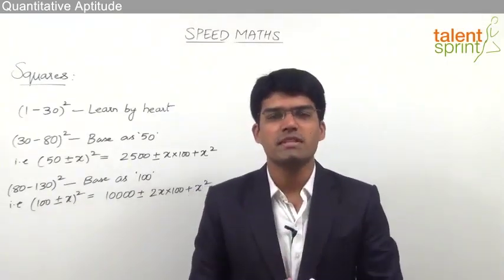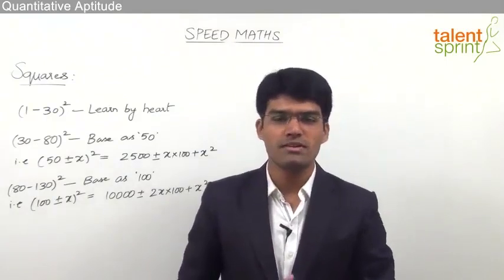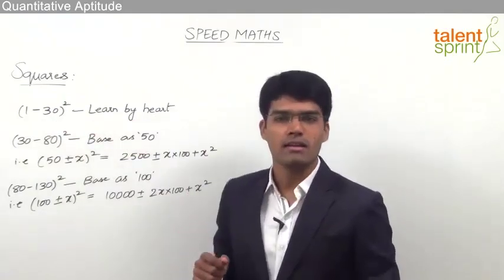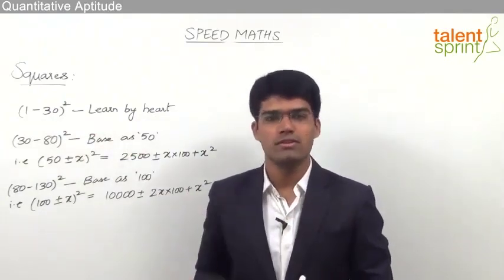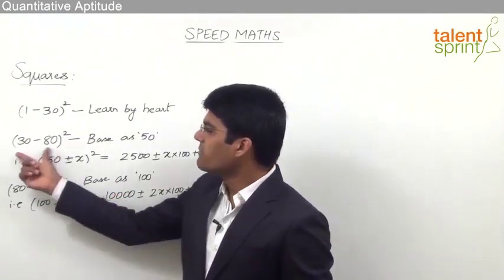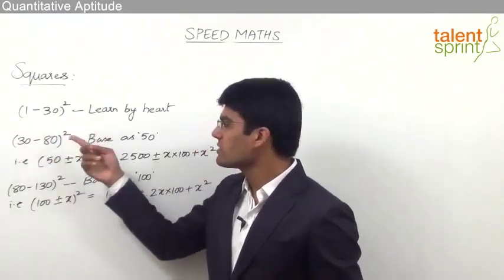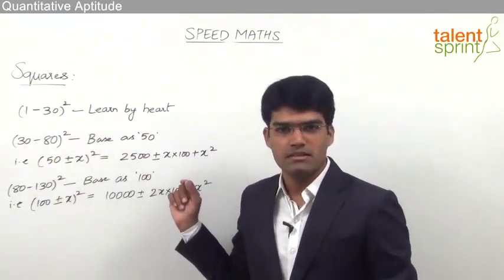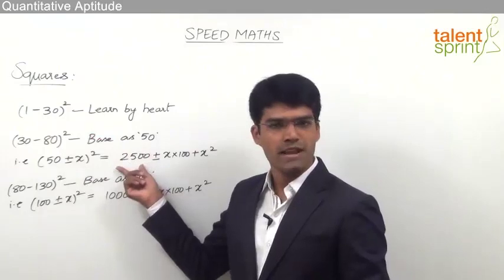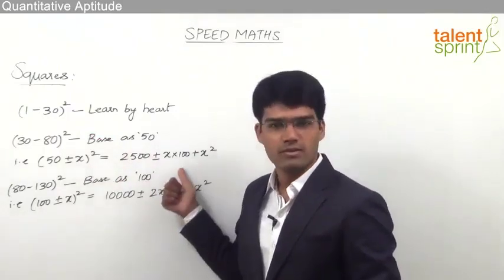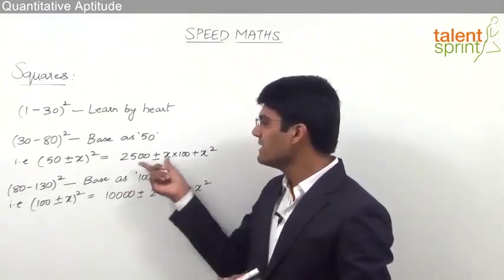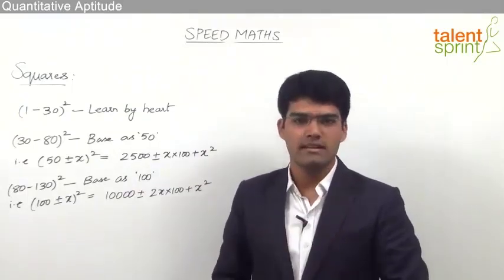Before we take some more examples of squares, let us quickly revise whatever we have learned so far. As I've already mentioned, for squares from 1 to 30, you have to remember them by heart. So make sure that you are perfect with the 1 to 30 squares, so that finding out squares more than 30 will become easy for us. Now, for any number ranging from 30 to 80, we should always consider the base as 50. So that number becomes 50 plus x or 50 minus x whole square. So the first term will be 2500, plus or minus x into 100. Whatever x you have, that should be taken 100 times, plus x square. And as I've already mentioned, writing even these steps is not required if you are comfortable with mental calculations.